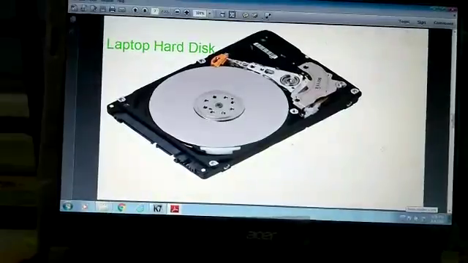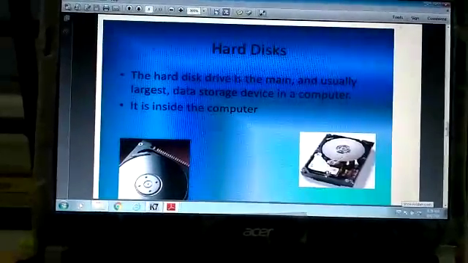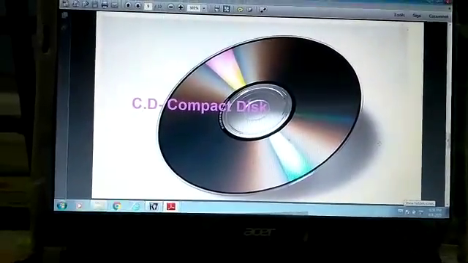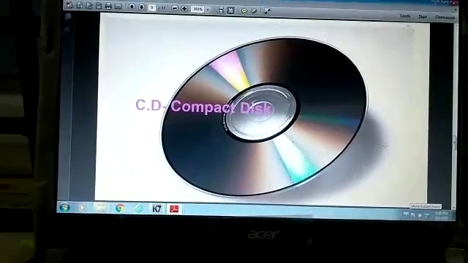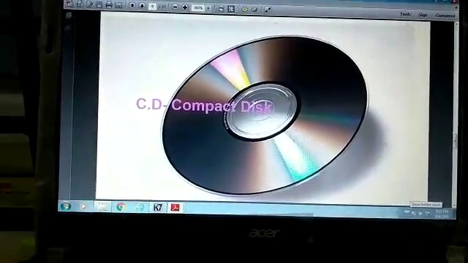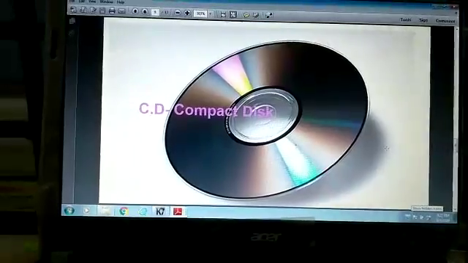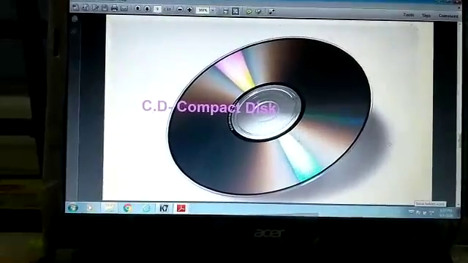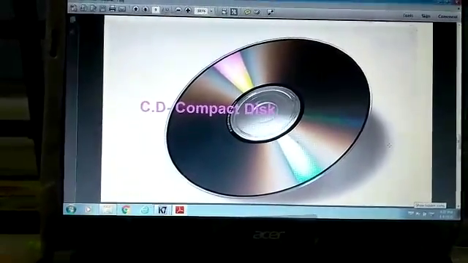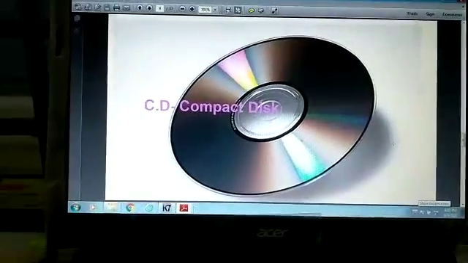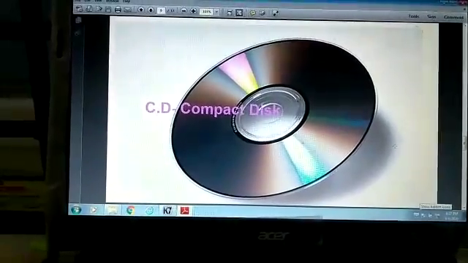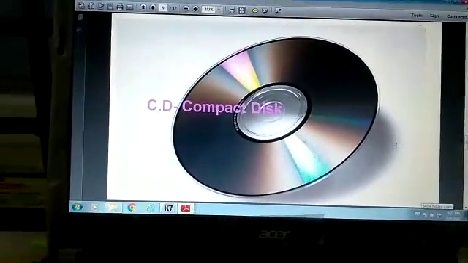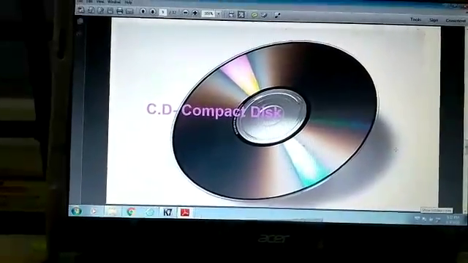Okay, so once again it's about a hard disk. You are seeing a picture. And the next is CD, compact disc. It is an optical storage device. It is a shiny circular disc. We know it very well. We can store up to 700 MB of data in this CD. CD can hold text, graphics, sound, images and videos. To access data from it, we need to place it in the CD drive first. The CD drive is located in the front panel of the CPU box.